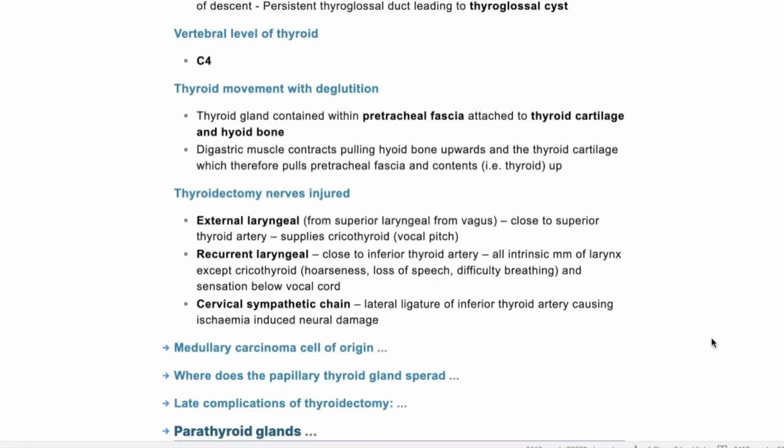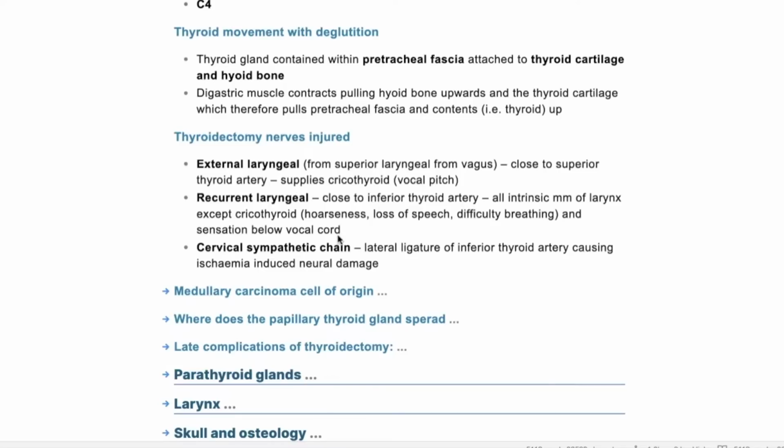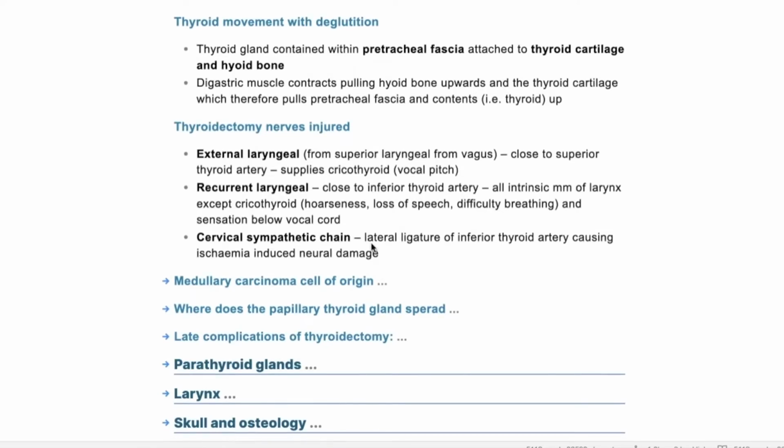And the recurrent laryngeal nerve, like I said, can be injured, and that would be close to the inferior part of the thyroid gland, and also the cervical sympathetic chain, and that will happen if there is occlusion of the inferior thyroid artery because the chain is supplied by it. And also, it would be good to add a few things, like external laryngeal nerve injury. You can start explaining here. Well, the external laryngeal nerve can be injured toward the superior part of the gland, and this supplies the cricothyroid muscle, and the voice will be high-pitched, and the recurrent laryngeal nerve will be injured, and you can add a few things to it.